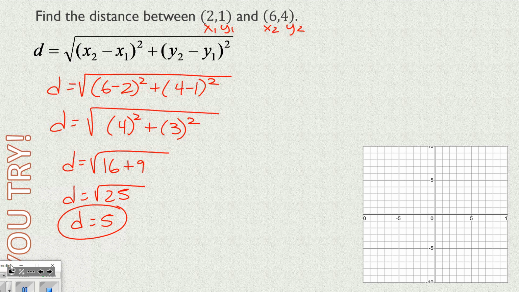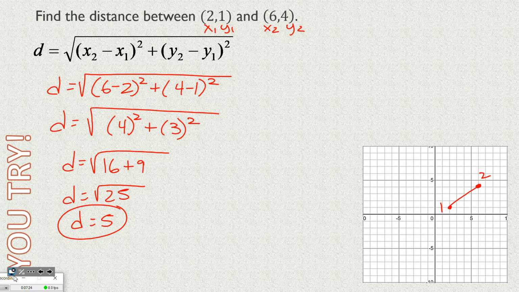All right, so now that you've done that practice problem, take a second, check your work. And again, visually, if I were to plot these 2 points, (2, 1) and (6, 4), it's saying the distance between points 1 and 2 is 5 units. All right, so that's distance.